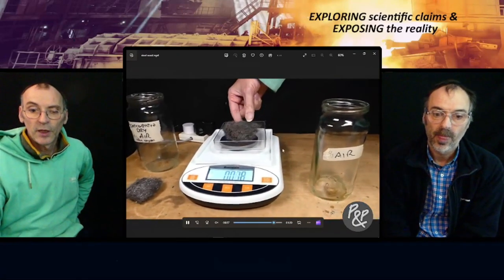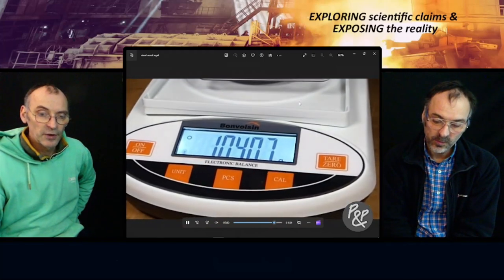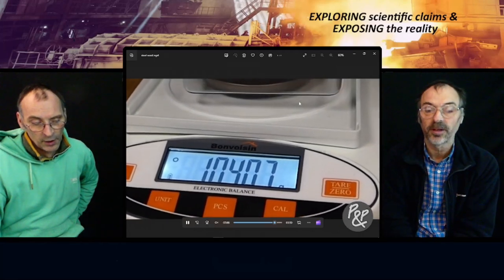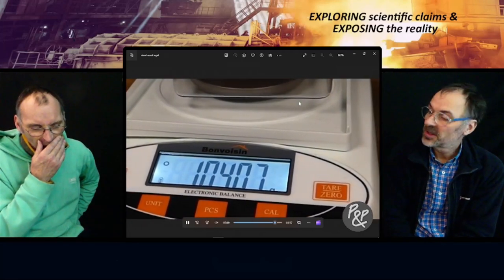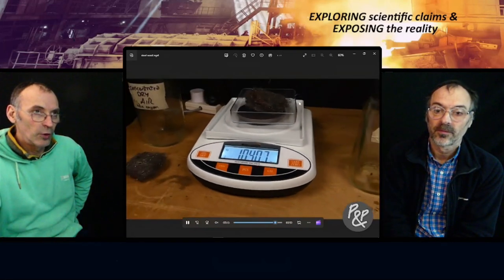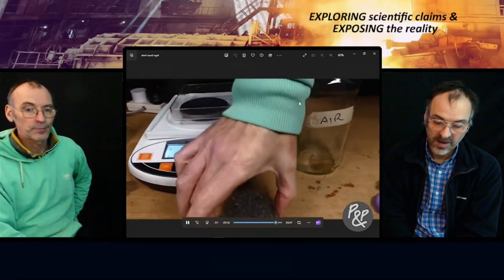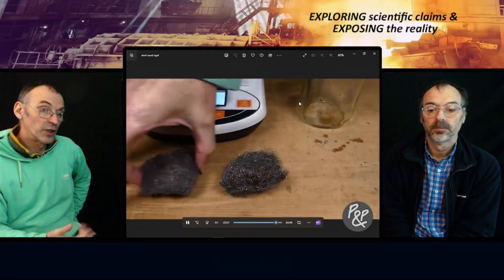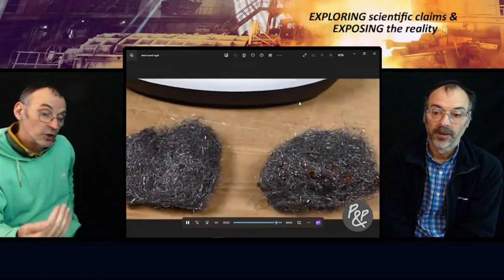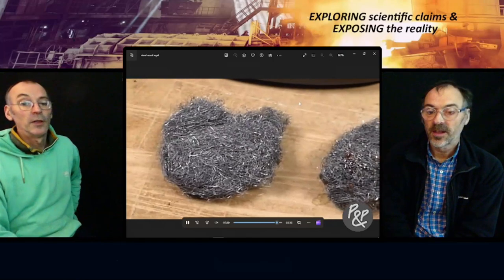So there we go. And we're going to weigh this, and we've got a grand total of 10.407, which means there's a reduction of 0.923, so it's nearly 1 gram. So there's more weight loss with the wire wool in the jar of air than the jar of oxygen. So we didn't get the results we thought we'd get. We thought the wire wool in the jar of air would be heavier than the wire wool in the jar of oxygen.